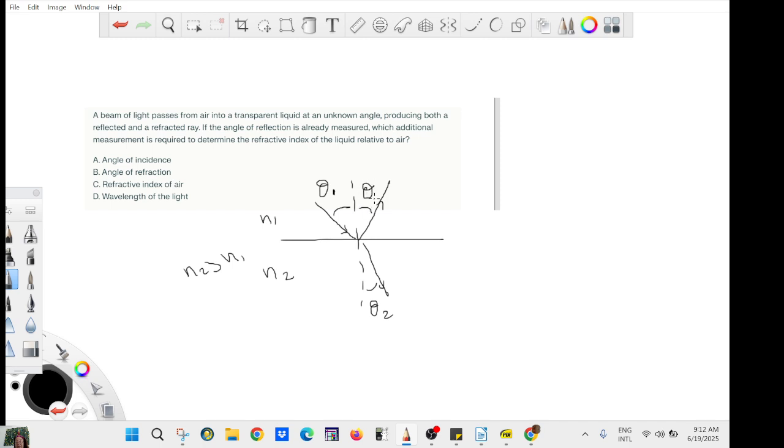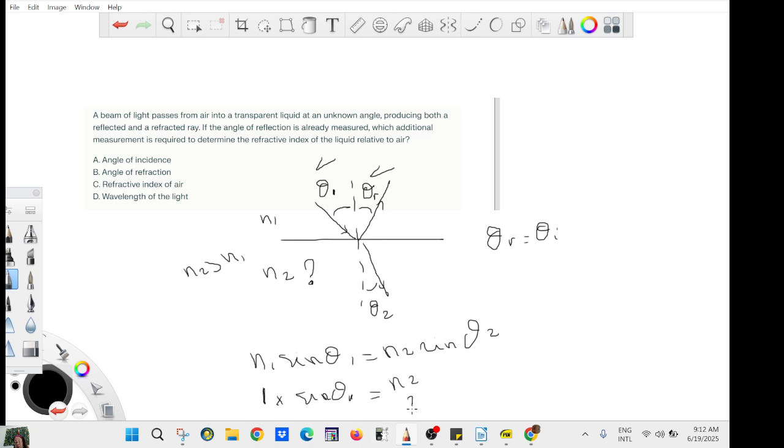So we know this angle here. And because it's a reflection, they are going to be equal to each other. So this is known, this is known, and this is what you want to know. So what is missing to solve? The equation is this, and this is 1. This you know because it's the same as the reflected one. This you don't know, and this you don't know. So you need this one if you want to find out the angle. So the answer is B.